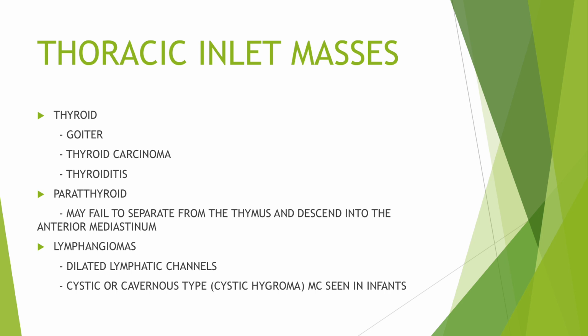For the thoracic inlet masses, these may come from the thyroid gland, the parathyroid gland, or the lymphatic channels in the neck. For the thyroid gland, we have goiter, thyroid carcinoma, and thyroiditis. The parathyroid gland may fail to separate from the thymus and descend into the anterior mediastinum. Lymphangiomas are dilated lymphatic channels. The cystic or cavernous type, also called cystic hygroma, is most commonly seen in infants.